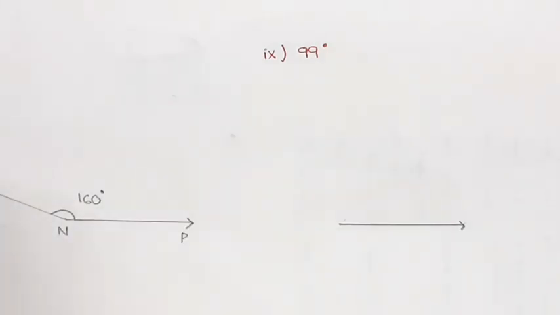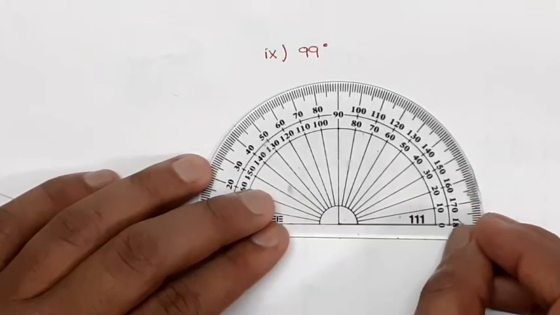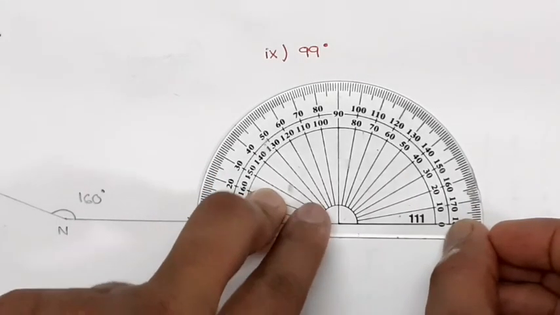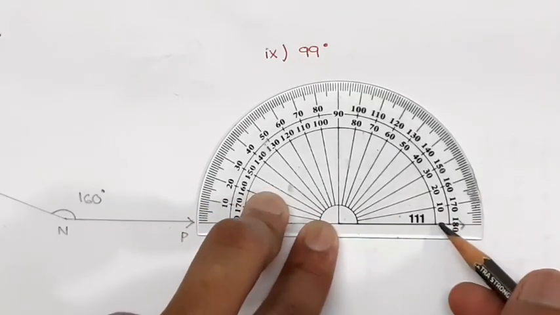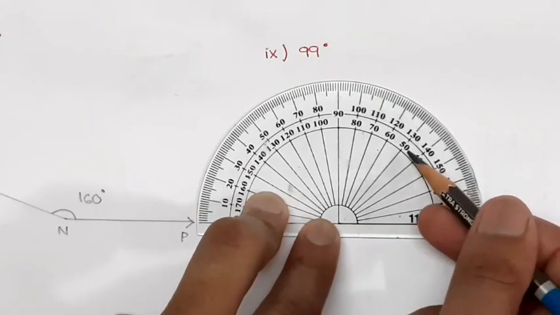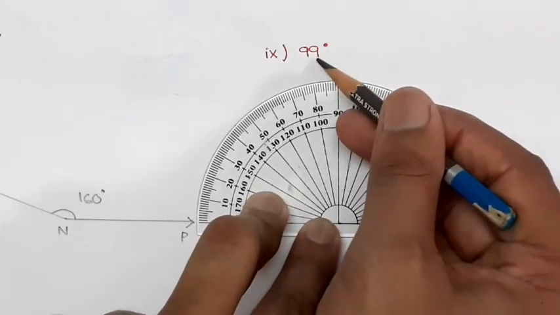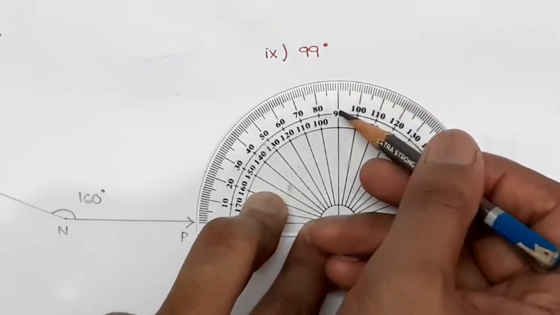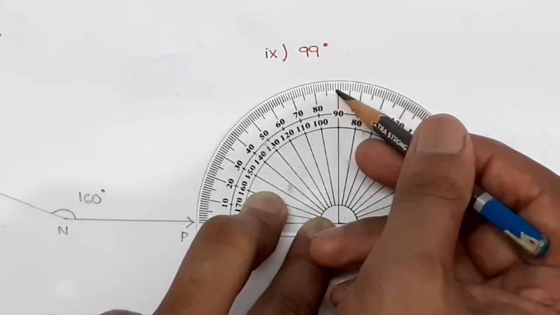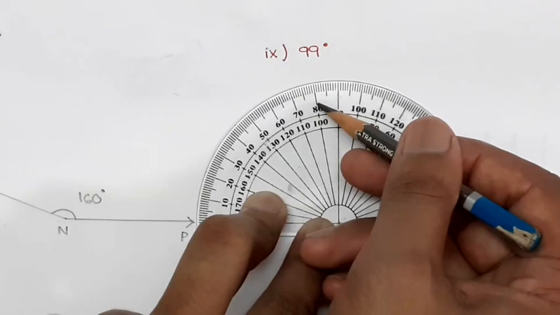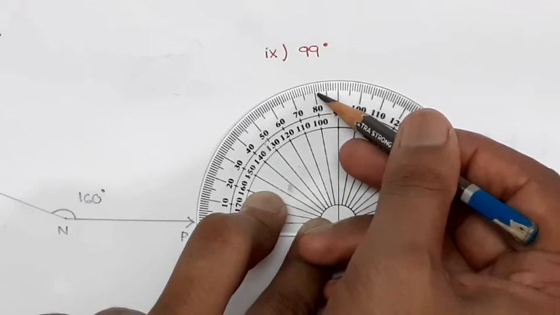Now the center of the base and the end point of the ray coincide with each other. Now please observe the protractor carefully. 0, 10, 20, 30, 40, 50, 60, 70, 80 and 90. We actually want 99. Look, as I told, in between 90 and 100, we'll have 10 divisions like this. Look, 100. Before 100, we have a small line, isn't it? That is going to be 99.